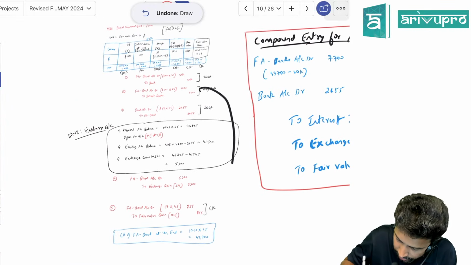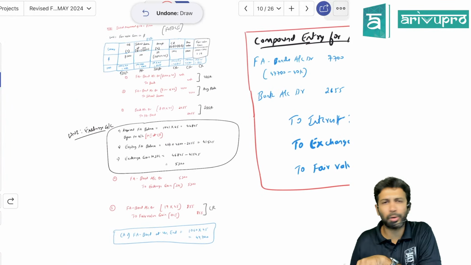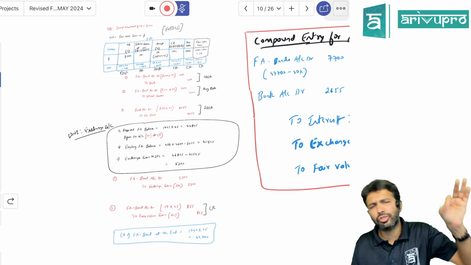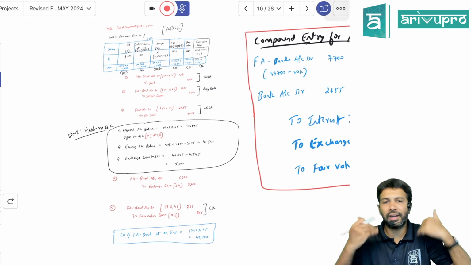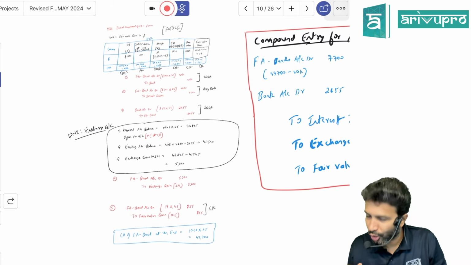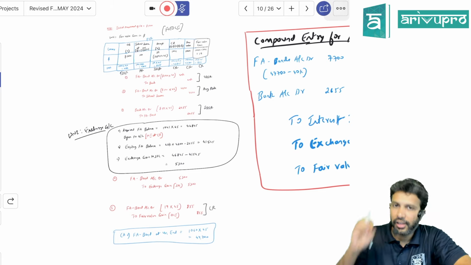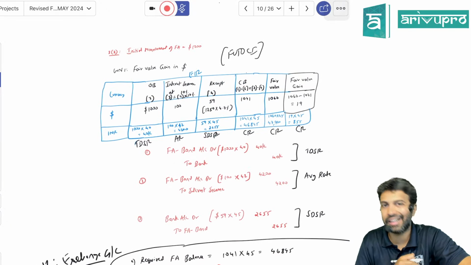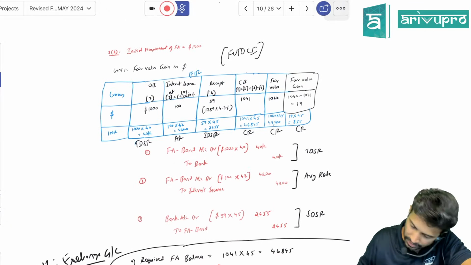From here to here, if you add all the entries, you will get one compound entry. But usually we are used to passing the entries separately. So just to keep that process ongoing, I've done the entries as simple, single journal entries. So let's do that first and then look at the compound entry which our mother body has passed.